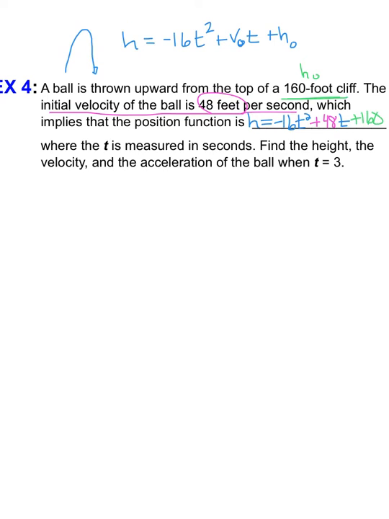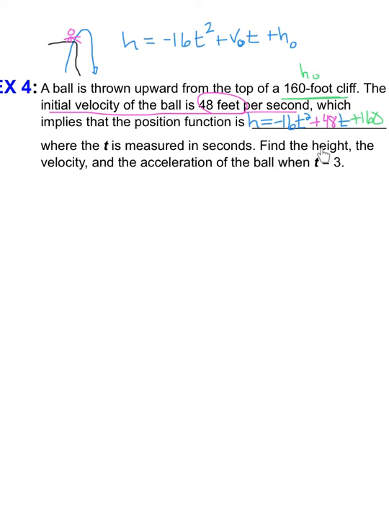So for instance, in our picture up here, here would be our cliff, let's say. And then we would be throwing it from right here. It's a really sad person. And then this distance up here is 160 feet off the ground. So the question asks, find the height, the velocity, and the acceleration of the ball when t is 3.